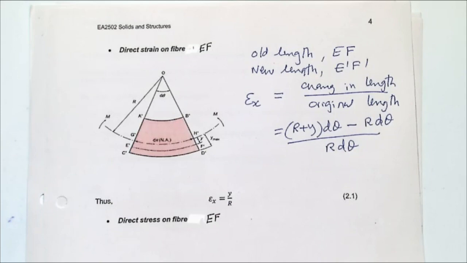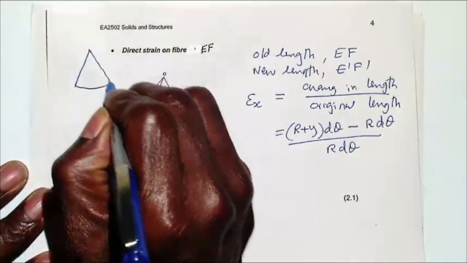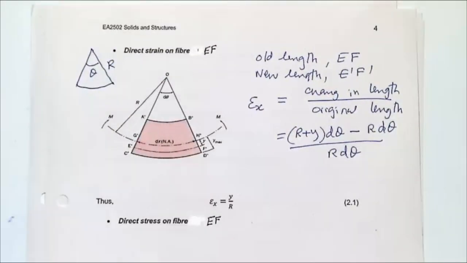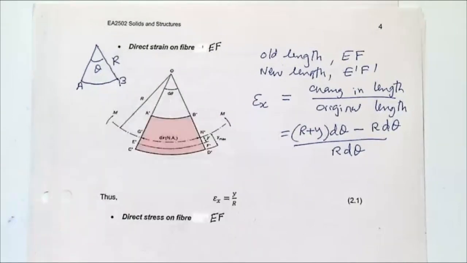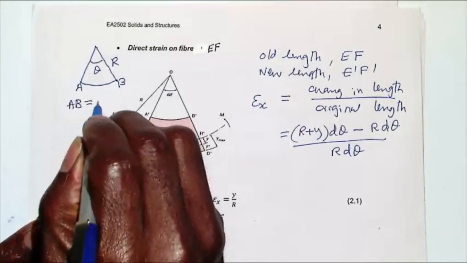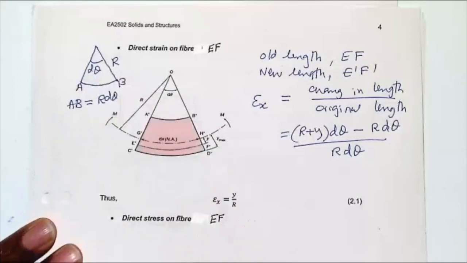What we are trying to do is to find the length of an arc. If that is theta, and that is R, for example, let's say that is AB. You want to find the length of the arc AB. Sorry, that's theta, so it is R d theta.